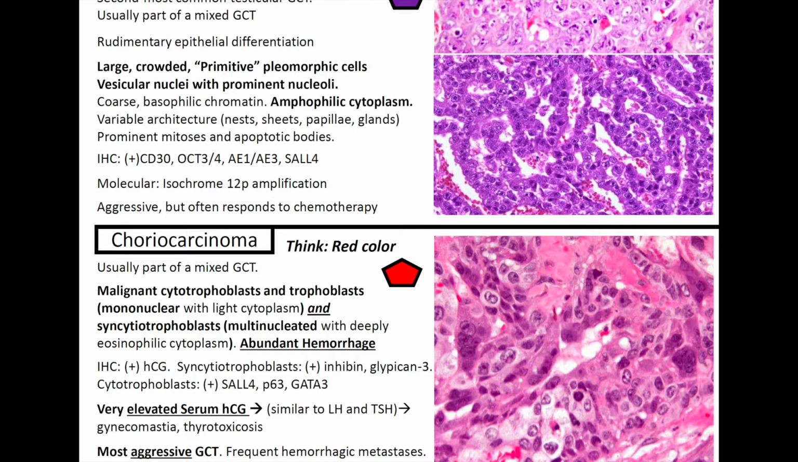For IHC, it's going to stain for HCG. The syncytiotrophoblasts will be positive for inhibin and glypican-3. Cytotrophoblasts will stain with SALL4, P63, and GATA3. So in the lab, if this patient gets some labs drawn, you may see very elevated serum HCG in choriocarcinoma. Similar to LH and TSH, it can lead to gynecomastia and thyrotoxicosis. So choriocarcinoma is the most aggressive germ cell tumor with frequent hemorrhagic metastases and the least responsive to treatment.